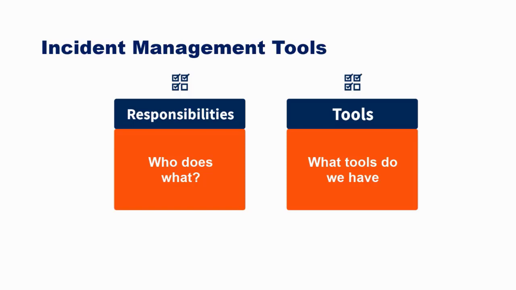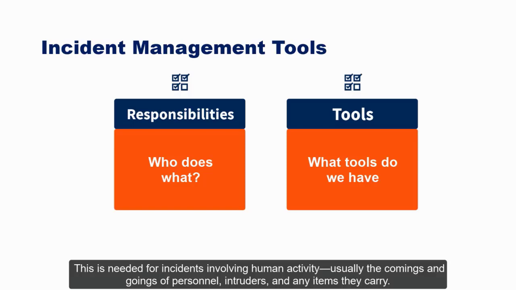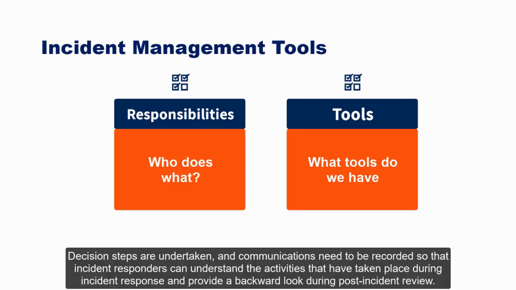Video surveillance. This is needed for incidents involving human activity, usually the comings and goings of personnel, intruders, and any items they carry. Record keeping. Decision steps are undertaken, and communications need to be recorded so that incident responders can understand the activities that have taken place during incident response and provide a backward look during post-incident review.